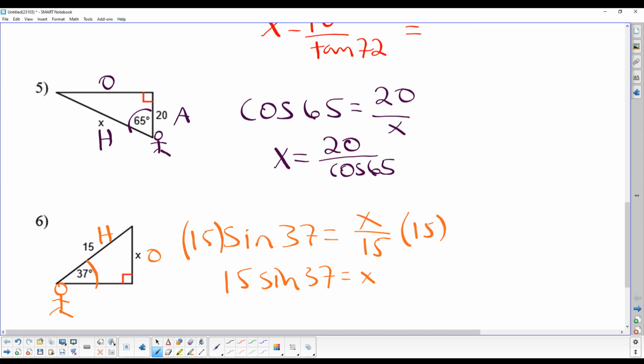That's what we're going to be talking about today. Can you use trigonometric ratios and what they mean to solve for a missing side of a right triangle?